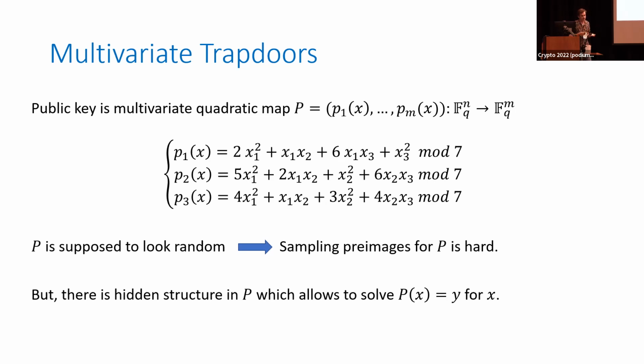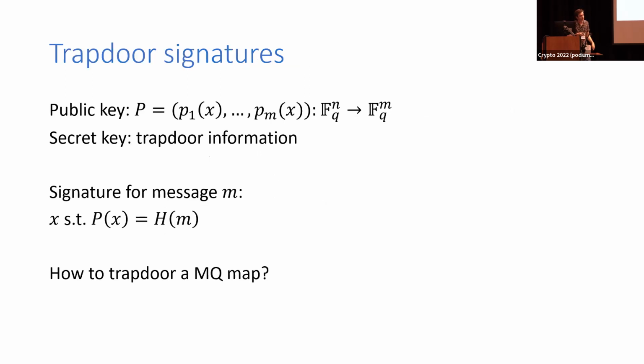And then, yeah, once you have such trapdoors, you can just build signatures exactly like how RSA signatures work. So your public key is your trapdoor function. Your secret key is this trapdoor information. And to sign a message, you just hash to your output space. And then your signature is a pre-image for this hash. Right? So anyone can verify if your signature is correct. But in order to produce a signature, you need to know this trapdoor information. Right? So this is just exactly how RSA signatures work.